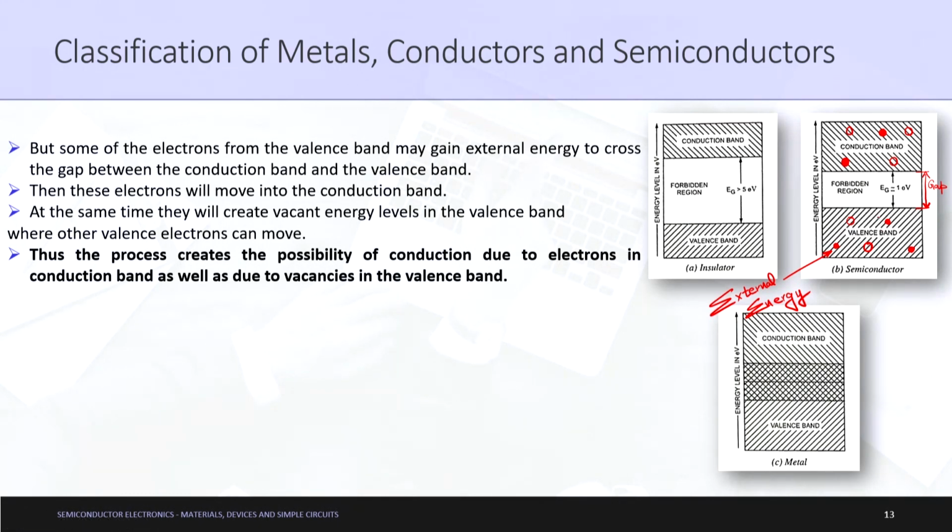So basically what would happen is, these valence electrons can even move into these holes. So what would have happened then? Let us say if these are moving here, then there will be vacant spaces available here and the electrons will be filled here. Okay, so this is basically what is being explained in these 3 lines. So I basically explained to you using the diagrams. Okay. Thus, the process creates the possibility of conduction due to electrons in the conduction band as well as due to vacancies in the valence band.